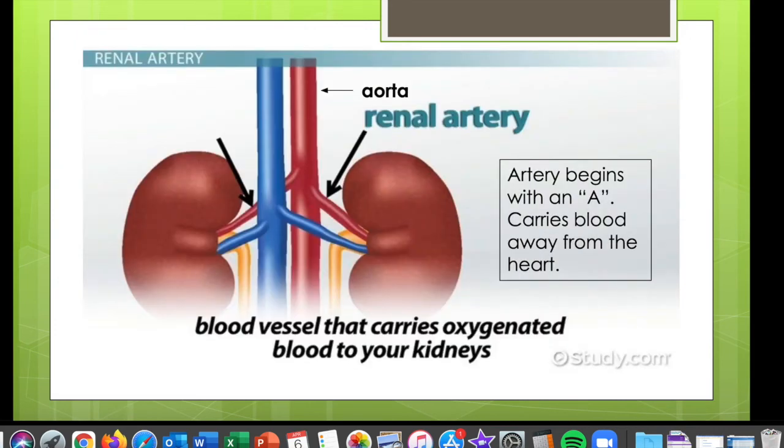Okay. Here we can just kind of see that. So aorta, that's bringing blood from the left ventricle down. This would be our abdominal aorta here. That's going to branch off to be the renal arteries. Remember that artery starts with A. They carry blood away from the heart. So they will bring blood to your kidneys. It's oxygenated blood, but it's unfiltered when it comes to your kidneys. And as it passes through your kidneys, it's going to be cleaned of waste and toxins.